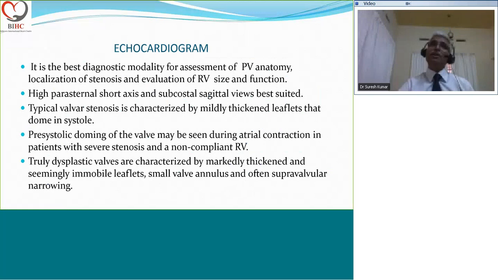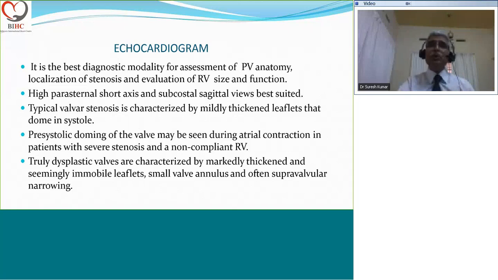But remember, your four-chamber view and the tricuspid regurgitation give you a very reliable indicator of the right ventricular systolic pressure. And typical valvar stenosis would have mildly thickened leaflets, and they would dome in systole. The valve may actually dome in pre-systole when the atrium is contracting vigorously when the stenosis is severe.